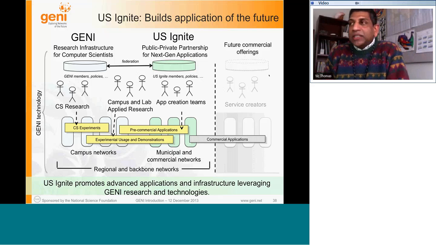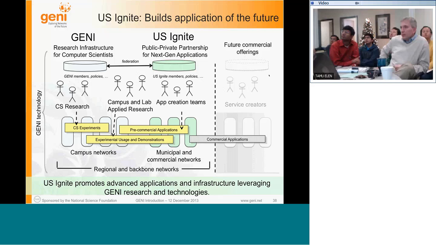The GENI project is teamed up with US Ignite in the sense that it makes available to GENI researchers some of these high bandwidth networks that are being deployed. It also allows GENI experimenters to deploy new services and to reach these communities that are connected by high bandwidth networks.